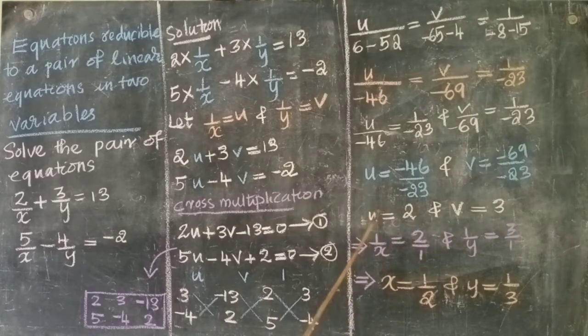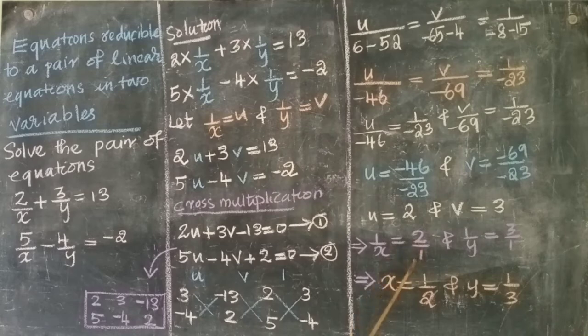So now we have the values of u and v. But we need to get the values of x and y. So you have to see here we substituted 1 by x as u and 1 by y as v. So u equal to 2 means 1 by x equal to 2. 2 I have written like 2 by 1, both are the same. v equal to 3 means 1 by y equal to 3, and 3 means 3 by 1.